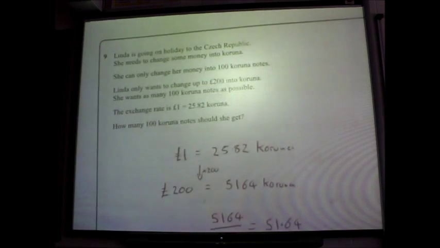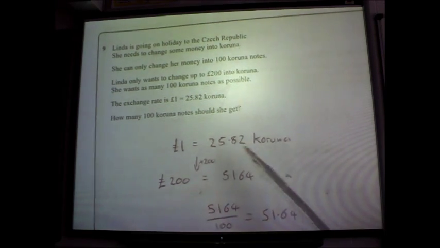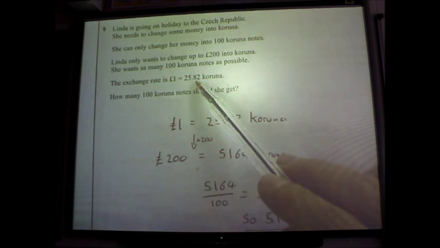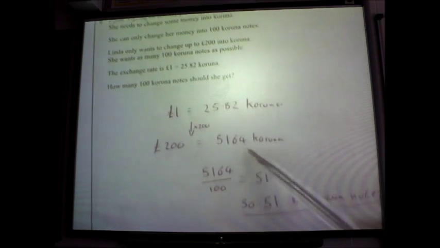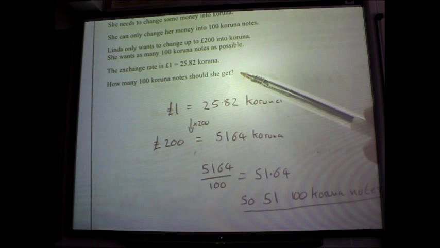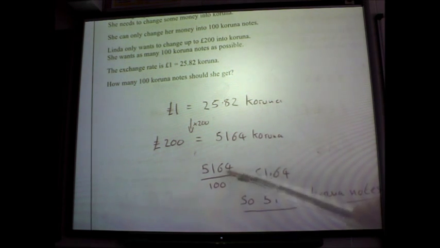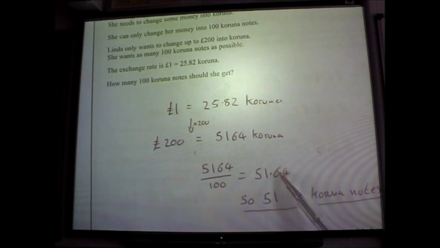Question 9. Linda is going on holiday to the Czech Republic. She needs to change the money over. I've just done it, I think, quite logically. It tells me there, look, £1 is 25.82 koruna. So I've multiplied both sides by 200. So £200 is 5,164 koruna. But it does say how many 100 koruna notes can she get, because that's all she wants to get for some reason. So you need to divide 5164 by 100 to give you 51.64. So that will be 51 100 koruna notes she can get. She can't get 52 because she doesn't have enough money.